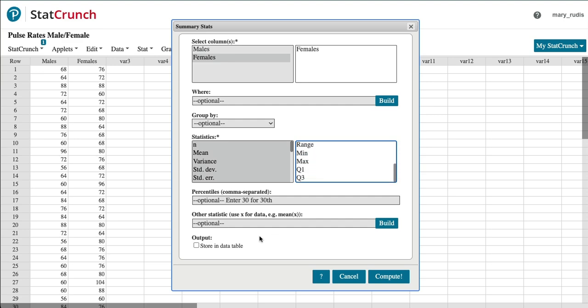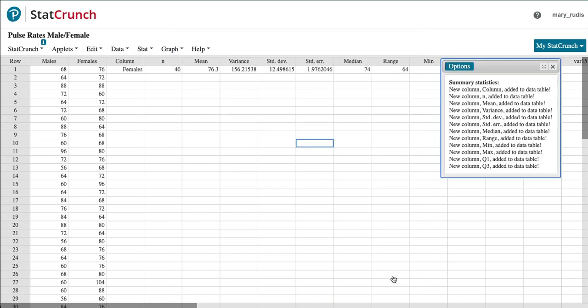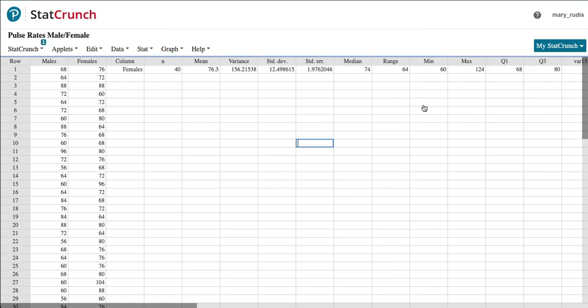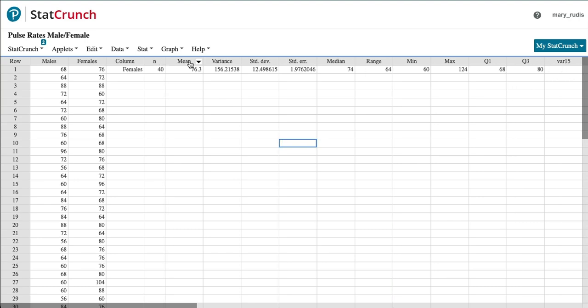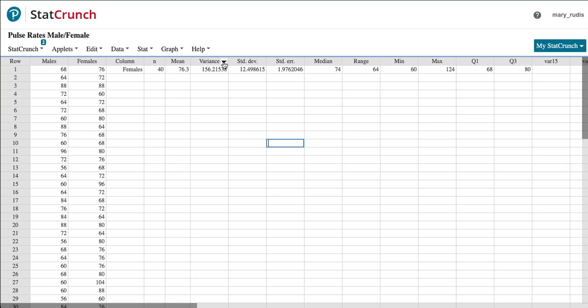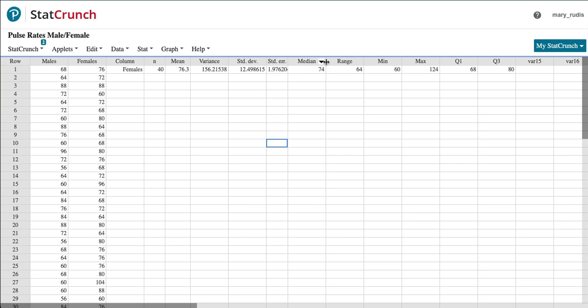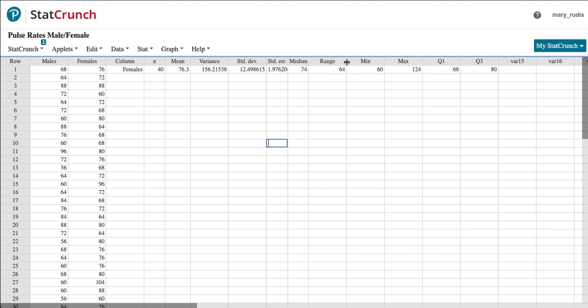They're all there. But the only thing I'm going to do is down below here where there's a box that says store in data table. I'm going to select that because I want the numbers to appear in my table instead of as a pop-up. So I'm going to hit compute. All those things were put up here in their own separate columns. Let's slide some things over here so we can see everything. The standard error is not going to be important. That doesn't come up until later.